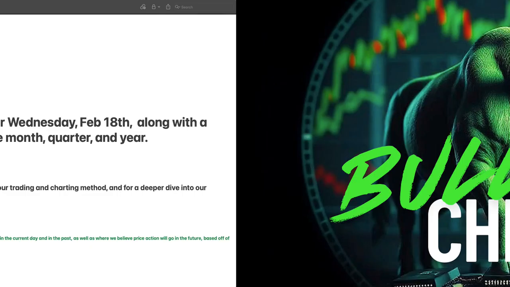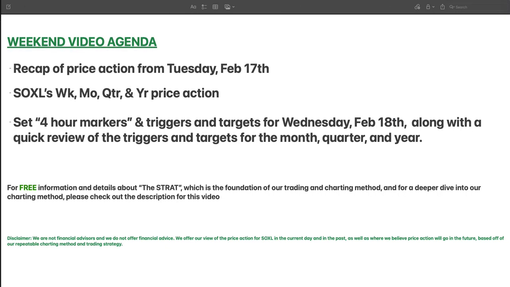So let's go ahead and look at today's agenda. We'll recap the price action from Tuesday, February 17th. Then we'll zoom out like we always do, take a look at the week, month, quarter, and year price action. And then we'll zoom back in to set the 4-hour markers and the triggers and targets for Wednesday, February 18th. And we'll do a quick review of the triggers and targets for the week, month, quarter, and year as well.